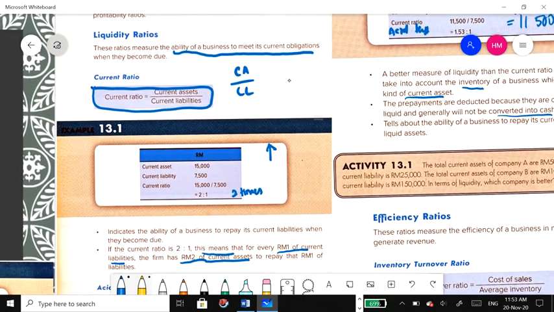Liquidity ratio consists of current ratio dan juga acid test or quick ratio. Formula dia current ratio, current asset bagikan dengan current liability. Acid test ratio, current asset minus inventory minus prepayment divide with your current liability. So dapat jawapan dia, the higher the better. The higher the current ratio, the better the performance of the business. Sebab dia menunjukkan mampu untuk membayar hutang. Company tu mampu membayar hutang on time.